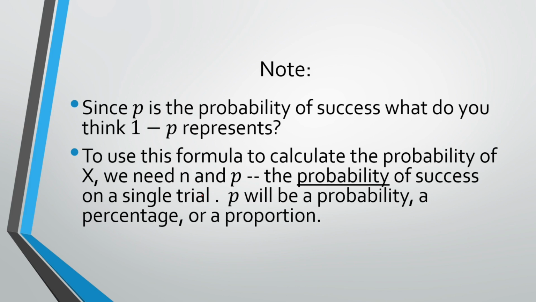Since P is the probability of success, what do you think 1 minus P represents? 1 minus P is exactly the same as our complement rule. 1 minus P is the probability of failure. The probability of failure is represented by 1 minus P. To use this formula to calculate the probability of X, we need N and P, the probability of success on a single trial. P will be a probability, a percentage, or a proportion.